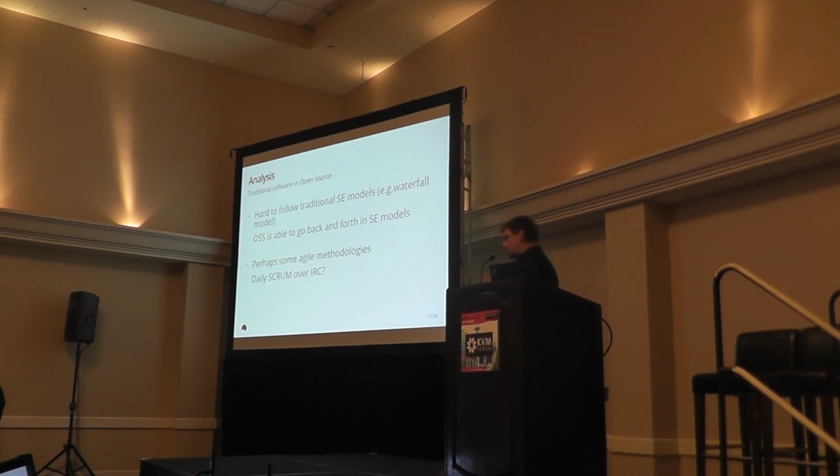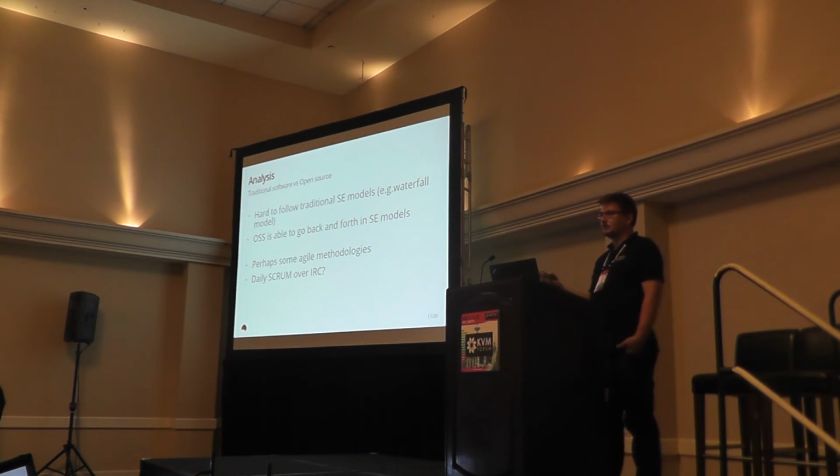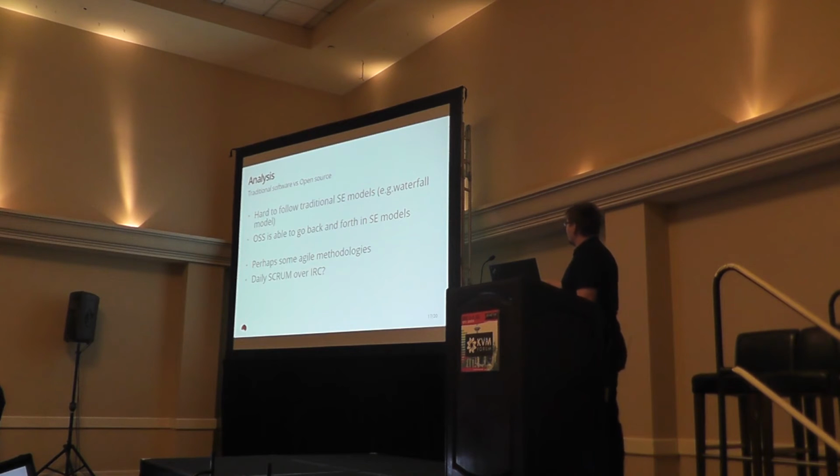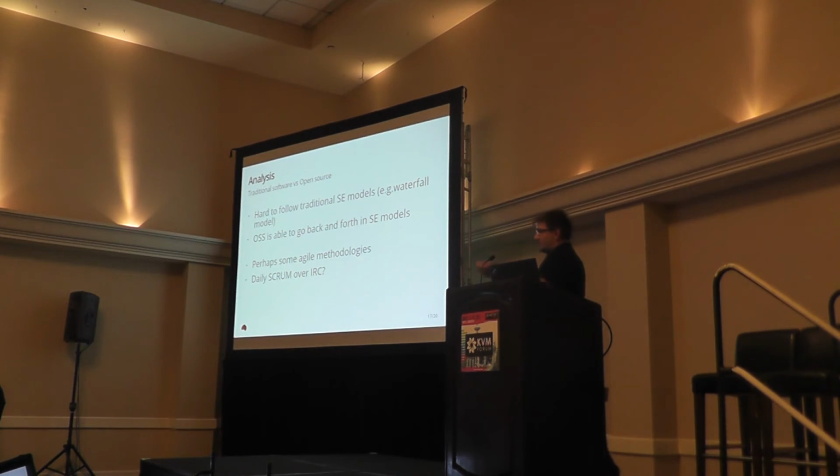What's the difference between traditional and open source? In open source, it's really hard to follow any traditional software engineering methodologies. For instance, in traditional software, you can follow a waterfall model or something similar. It's not the case in open source because, in the waterfall model, testing is done only when development has finished, or development starts only after the design phase has finished. In open source, it's all done at the same time.